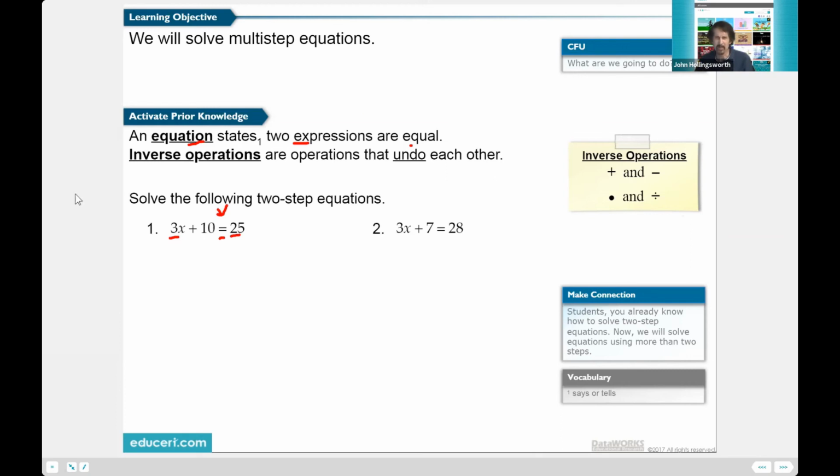Okay, now this is activate prior knowledge. So we assume the students do know some of this already. So I'm going to solve the first one. And let me get rid of this. Okay, so let's read together. Ready, read. Solve the following two-step equation.